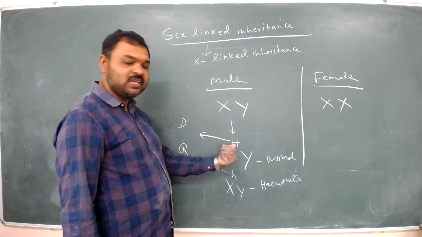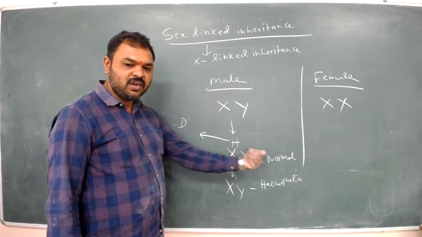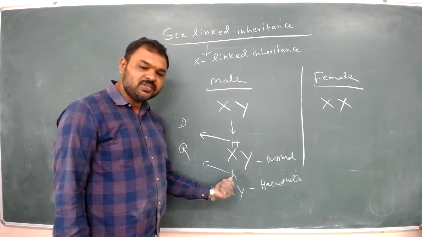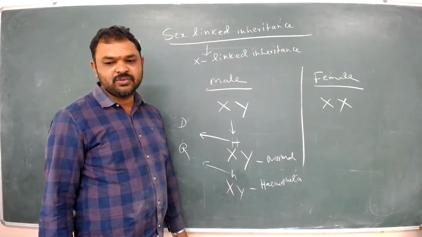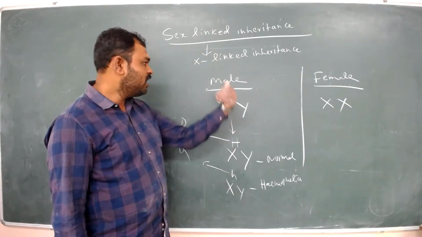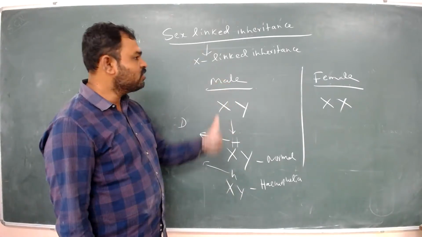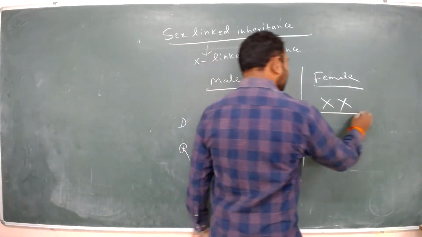Now you can see this allele is a dominant allele. Only one dominant allele is there, normal. But this allele is the recessive allele. What would be there? Hemophilia is caused. At hemizygous recessive condition in a male individual, hemophilia is caused. Now you can see the female XX chromosomes.